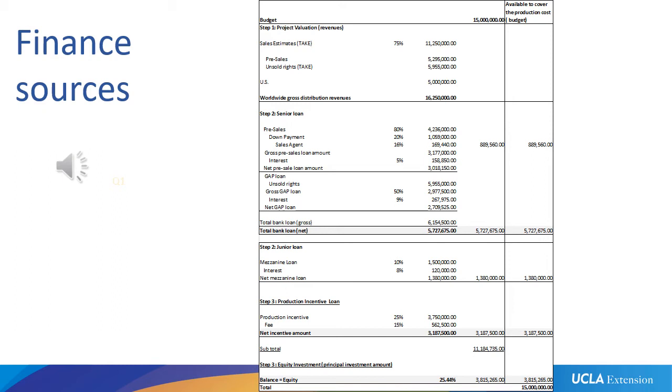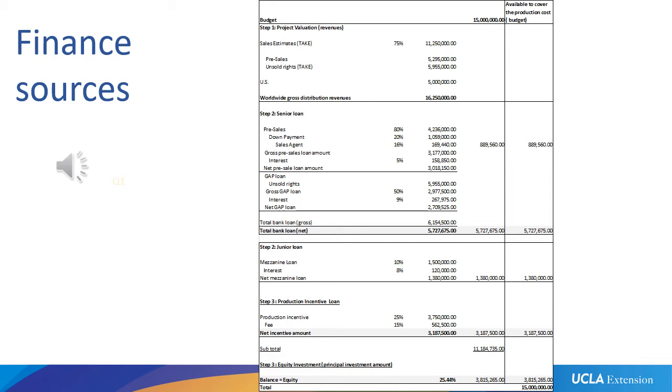Again, we have our revenues that we are estimating to be $16,250,000, and we are now putting together the finance plan. We're combining the pre-sale loan with the net loan for GAAP and ending up with $5,727,675. We're adding the net mezzanine loan of $1,380,000. We're adding our production incentive, which is 25% of $15 million.